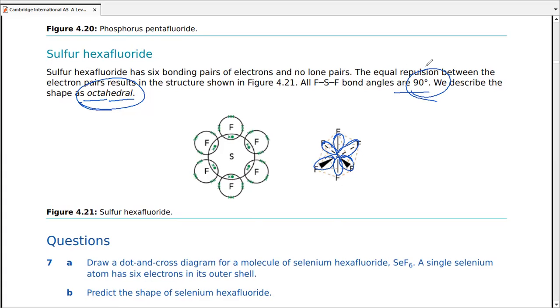Make sure you are able to come up with the name of the shape, the angles, the bond angles, the dot cross formula, as well as the ones drawn in black, the shape. It means you are able to draw this.